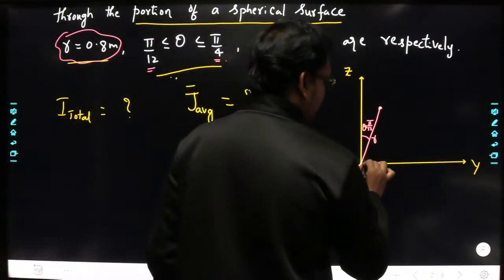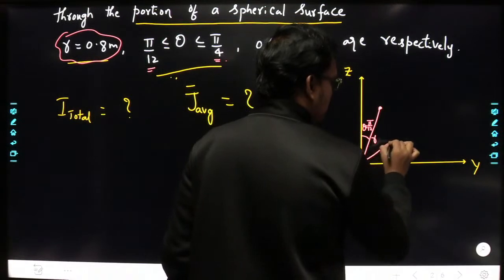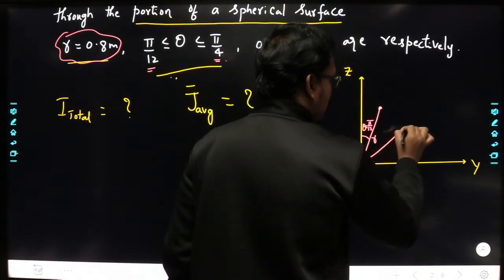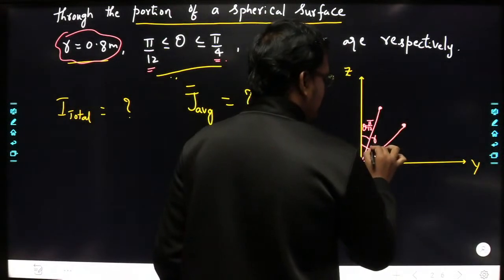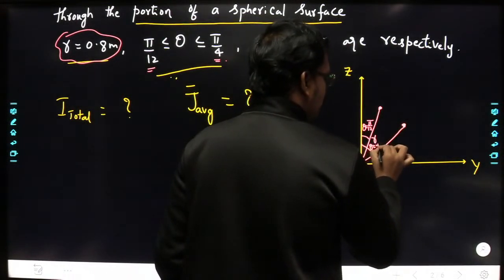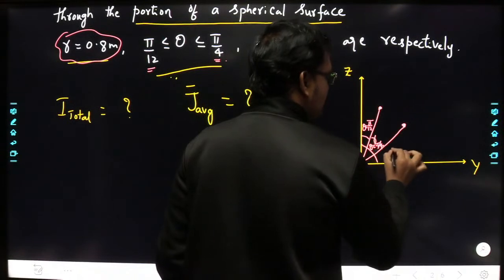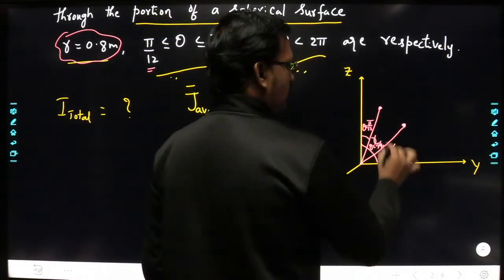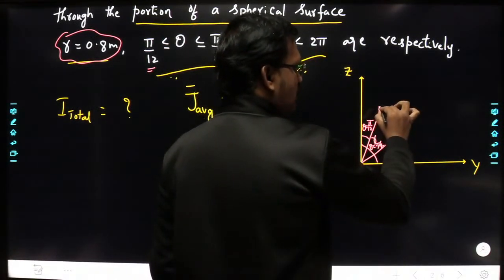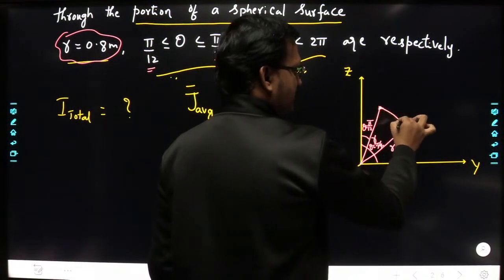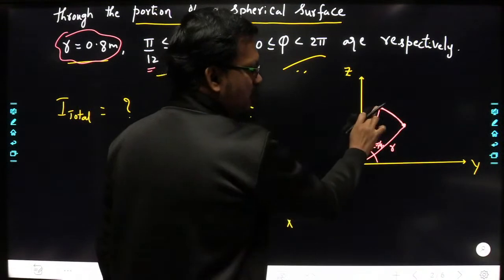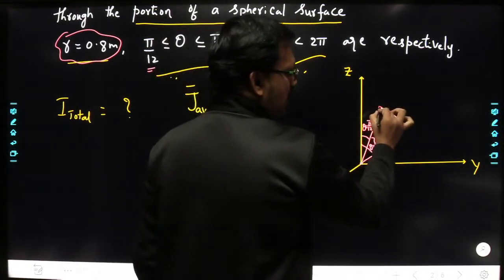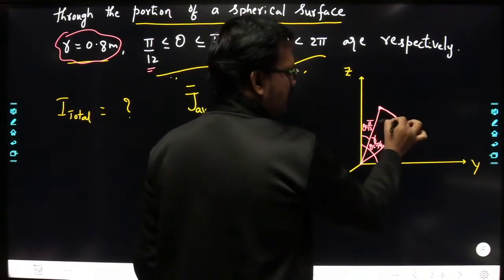So let us say at this point this angle is theta equal to pi by 4, and this is r. So this is the arc here. This is the arc you are going to get, yes or no? As theta varies from pi by 12 to pi by 4, this is the arc you are going to get.